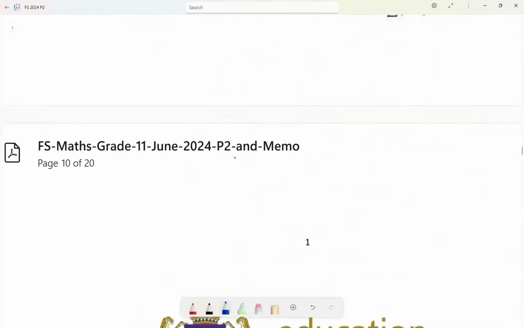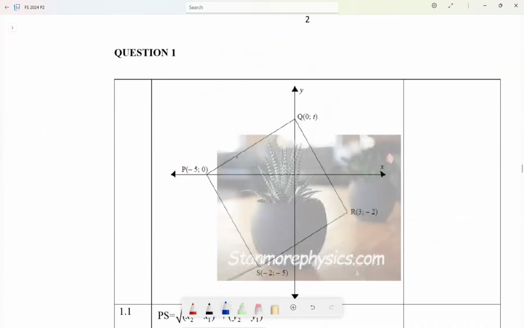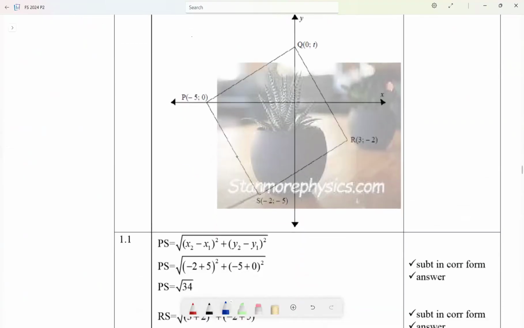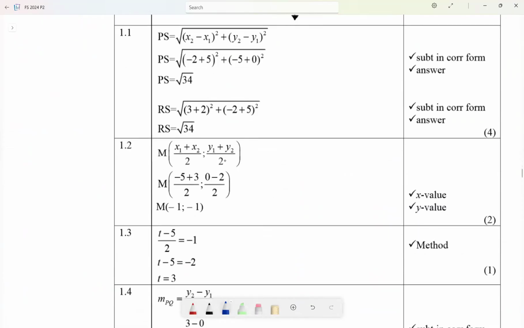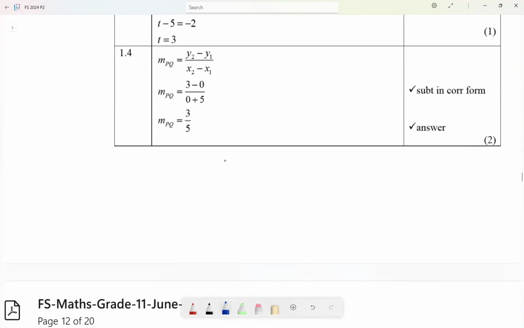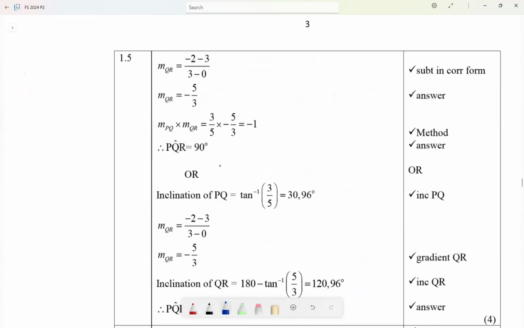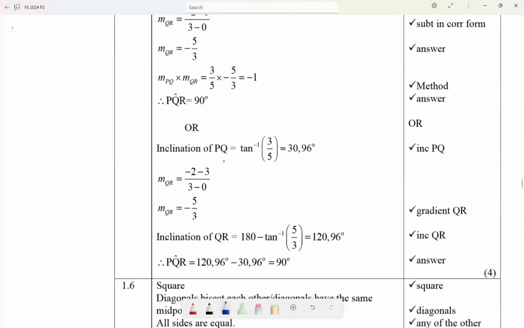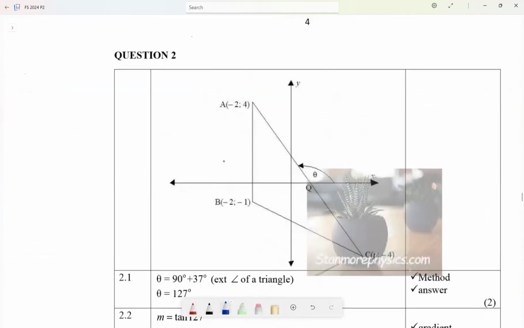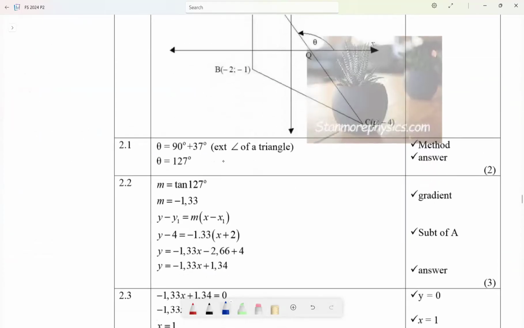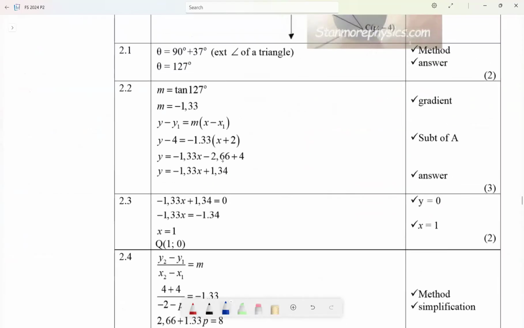So now let's look at the memo. I'm not going to go through the memo with you. I'll just pause and you'll pause for that moment and check whether our answers are correct or not. And check for alternative methods that you might have used when we answered this question paper. Can you see? There are methods there. The reasons. Okay. Here also. Let me remove this. And here.